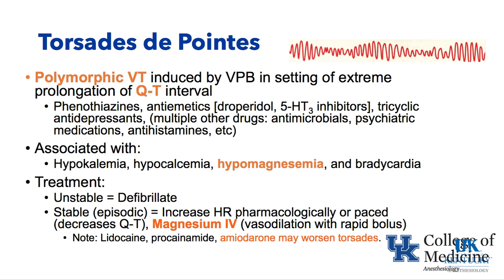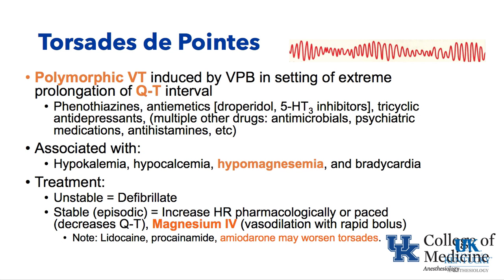Many of our antiemetic drugs, such as droperidol, 5-HT3 inhibitors like ondansetron, tricyclic antidepressants, and phenothiazines can prolong the QT interval. It's especially associated with hypomagnesemia. In a patient who has torsades that comes and goes, make sure that you correct their magnesium.